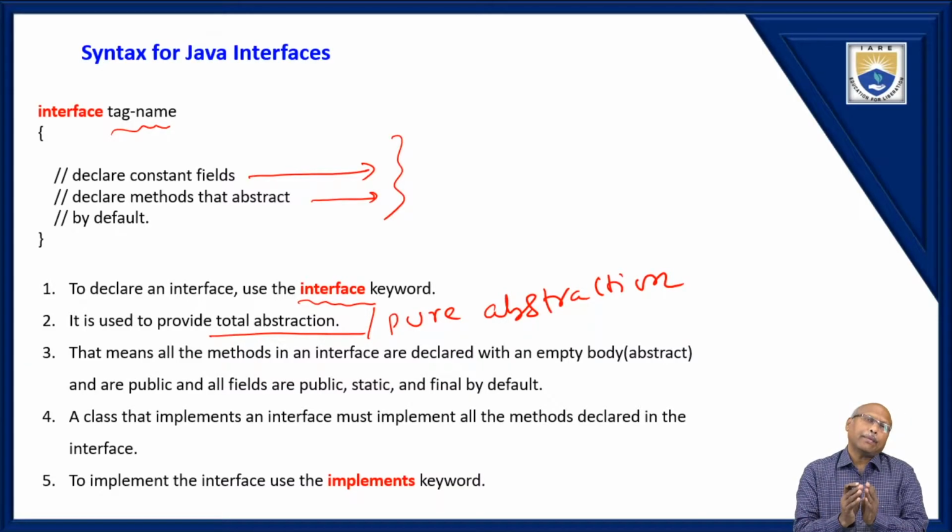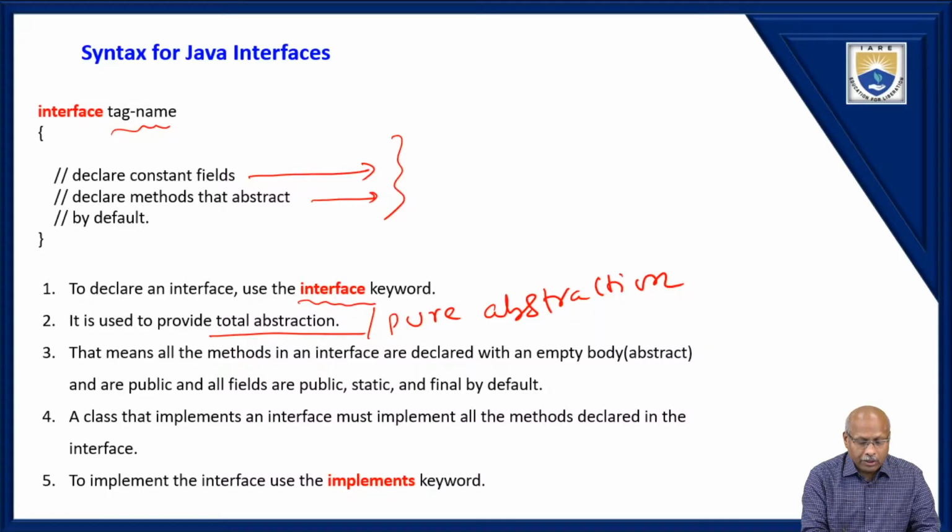Remember, generally in an abstract class, you can have abstract methods as well as non-abstract methods. Whereas in an interface, you will have pure abstract methods. Of course, from Java 8 onwards, they have introduced methods with a body also. But earlier, it was having only pure abstract methods. Now you can implement even a body.